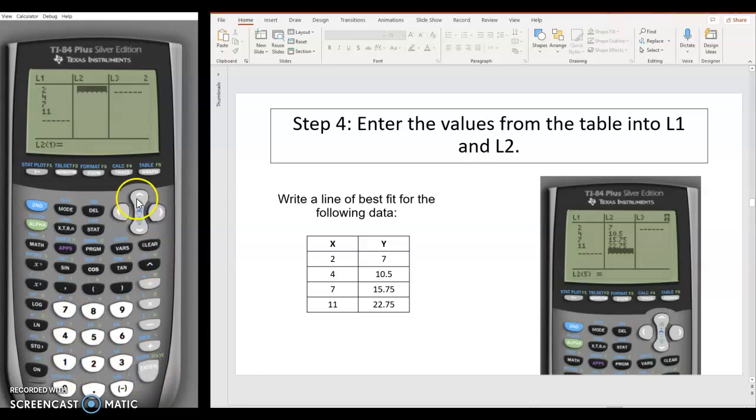Now I arrow over to L2. I'm going to enter the Y values into L2. So I have 7, 10.5, 15.75, and 22.75.